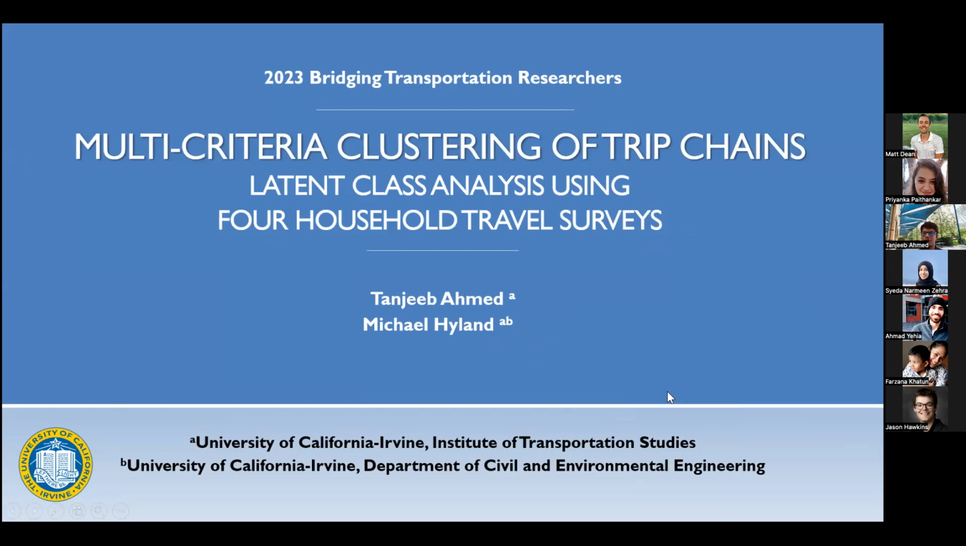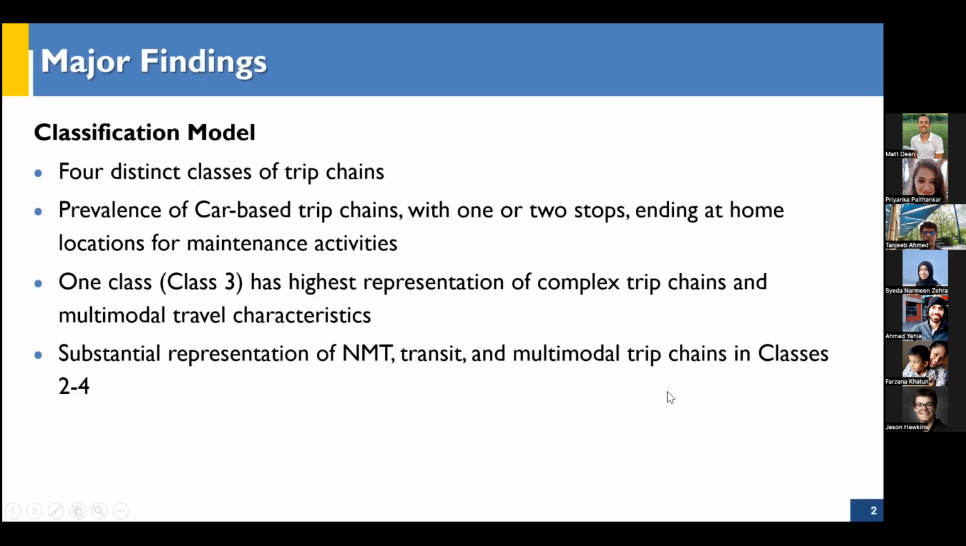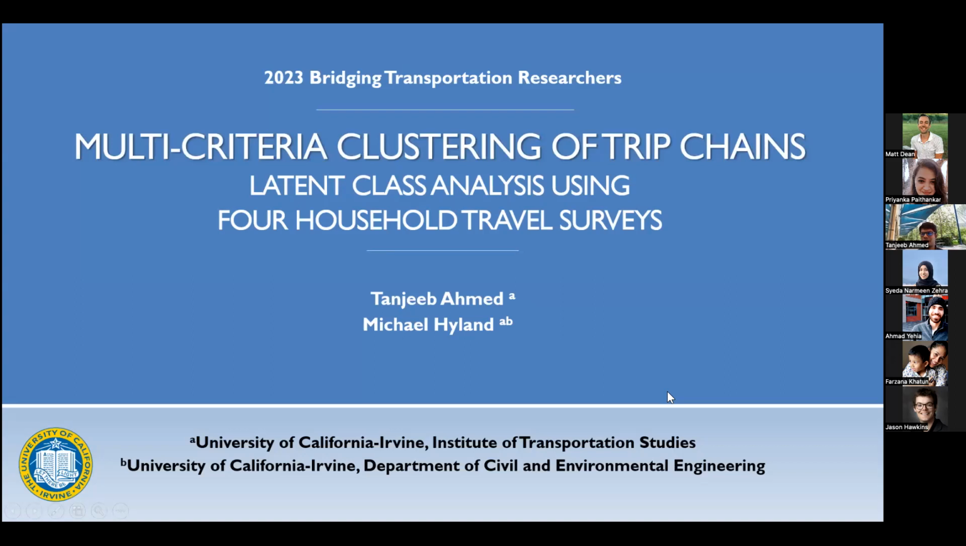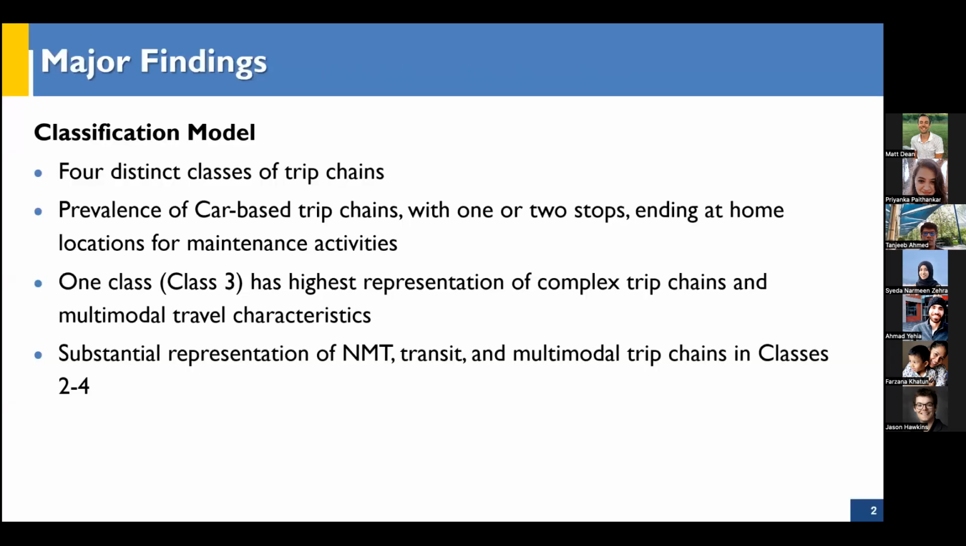So the study comprises estimating a latent class analysis or LCA model to categorize trip chains using household travel survey data from 4 MPOs in the United States. I'll first go through the major findings and then discuss the details of the study.